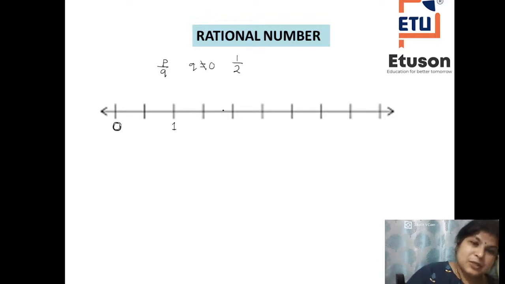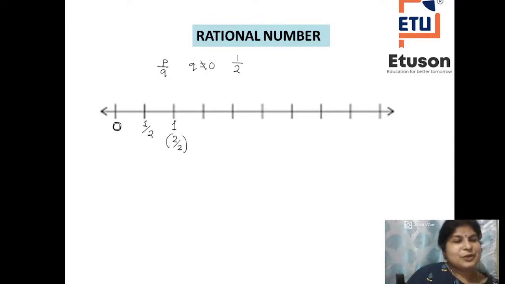Because it is divided into two equal parts and you are considering one part of that, this point will indicate 1 by 2. Can you write this one as 2 by 2? Correct or not? So here 2 by 2 also represents your 1. Going further, taking the same equispaced points, you will get 3 by 2, then 4 by 2.